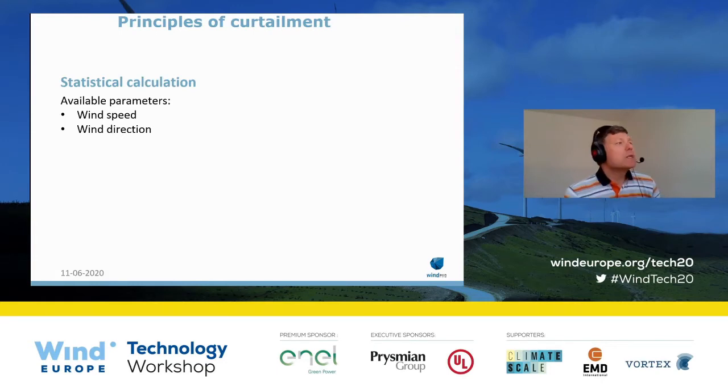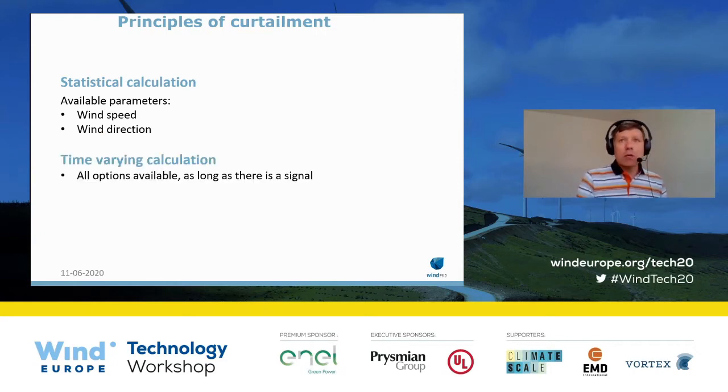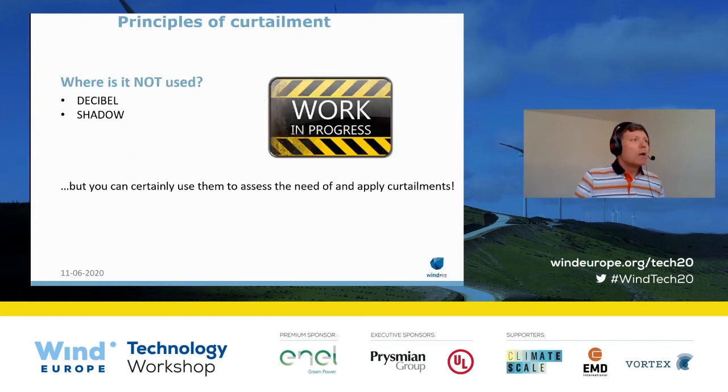Back to curtailments in particular, once again, I would like to stress that of all the available parameters that you have quickly seen the list of at the beginning, only two are available if you run in the so-called standard good old WASP approach, which is based on wind statistics. And those two parameters are, of course, wind speed and wind direction. All the other parameters are instead available to time-varying calculations, as long as you have the corresponding time series, because that's the requirement.